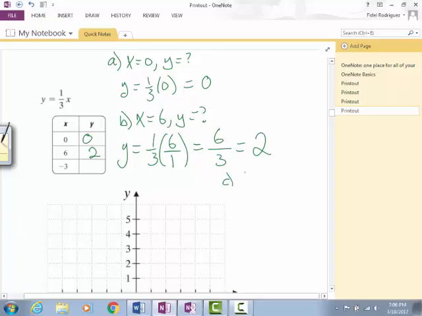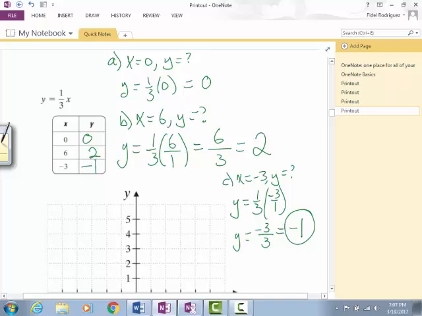And so for my last part, C, x is equal to -3. I want to find the value of y. So y equals 1 over 3 times -3 over 1. That's going to leave me with a -3 over a +3, and -3 divided by +3 is just a -1.